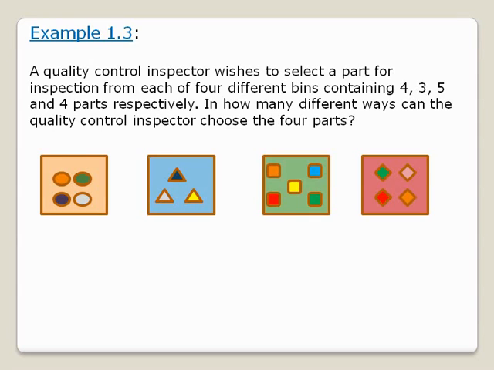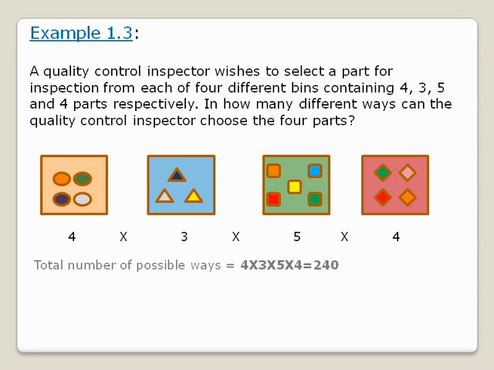If the inspector wants to choose a part from the first one, there are 4 possible ways. If he is going to choose a part from the second one, there are 3 possible ways. When he is going to choose the third one, there are 5 different components, and finally 4 different components from the last one. By multiplying all these possibilities, there will be 240 possible samples that the inspector can come up with.